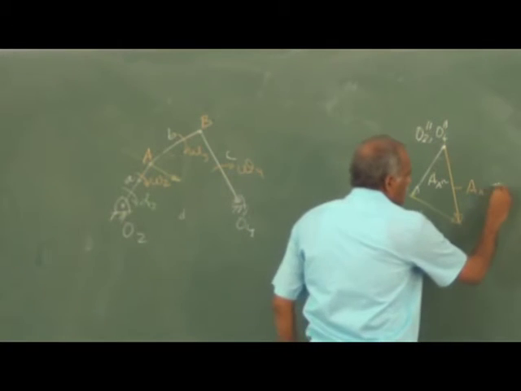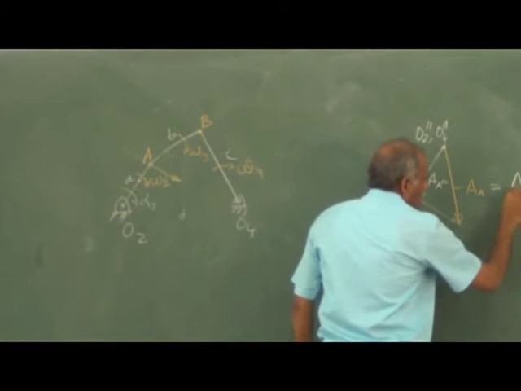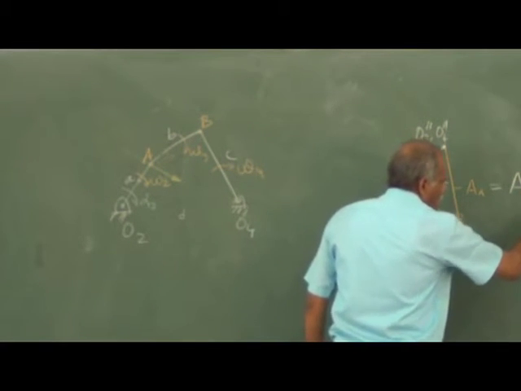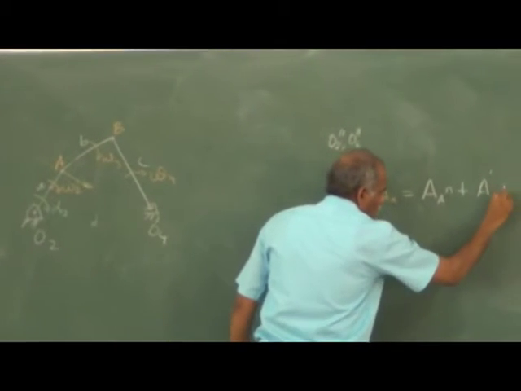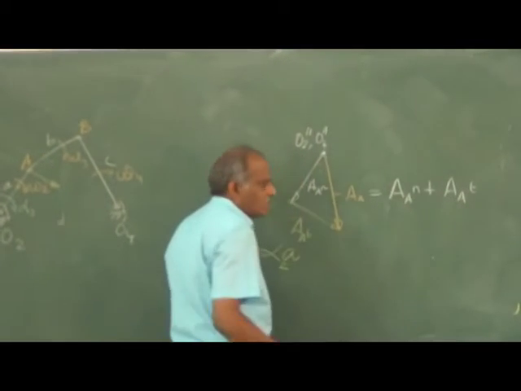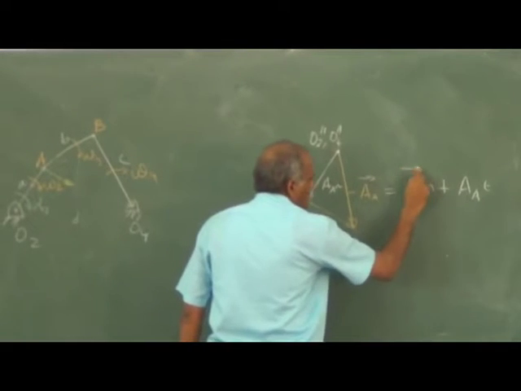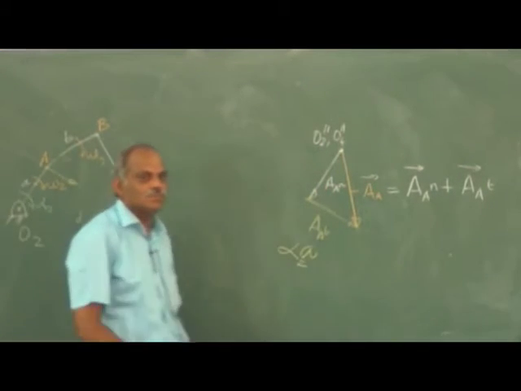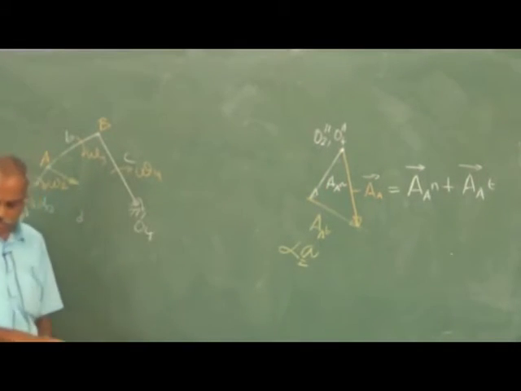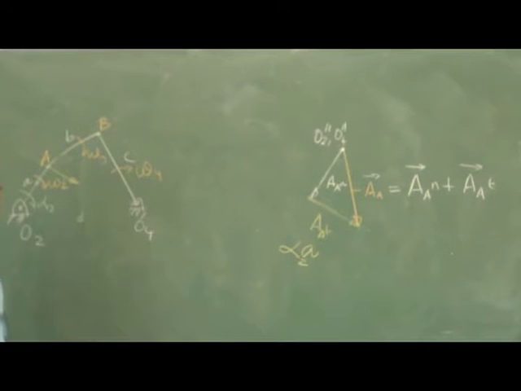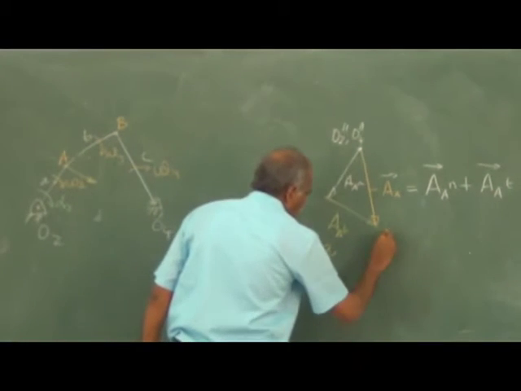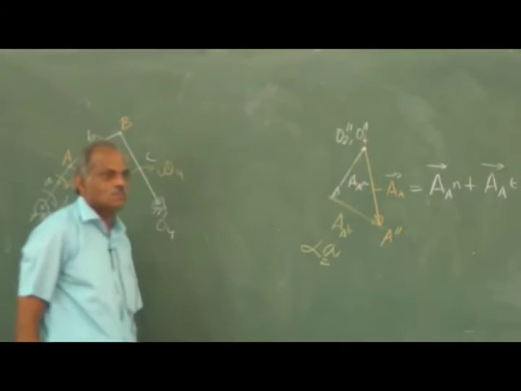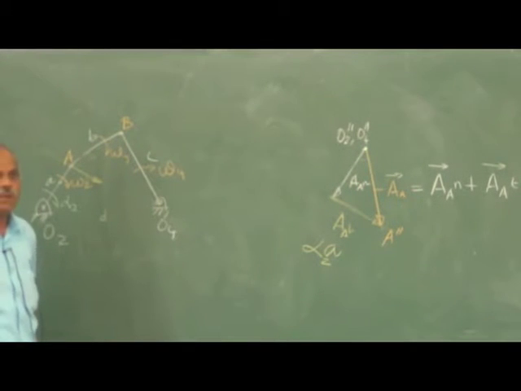So I can write it as acceleration of A is acceleration of A normal component plus acceleration of A tangential component. Both are vectors. Suppose you are interested in putting this as a vector, you can have it, no problem. This is a vector sum of these two. So this point is my A double dash. Do you have any doubts, please?